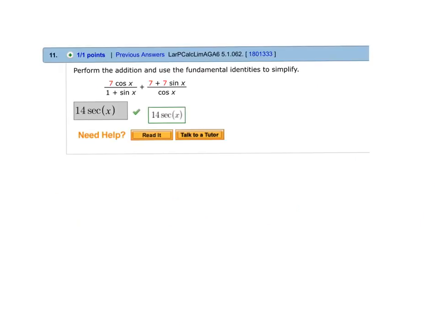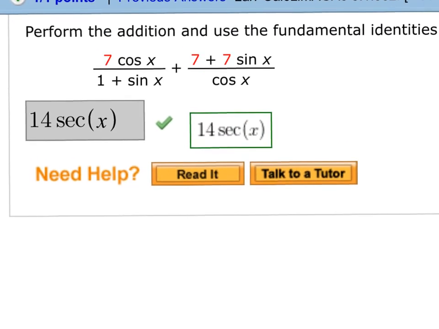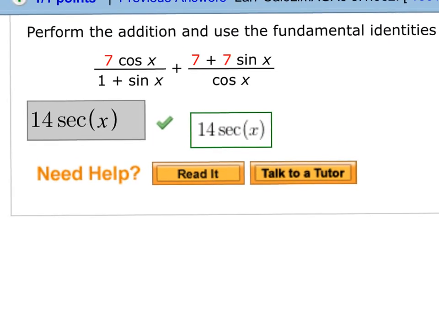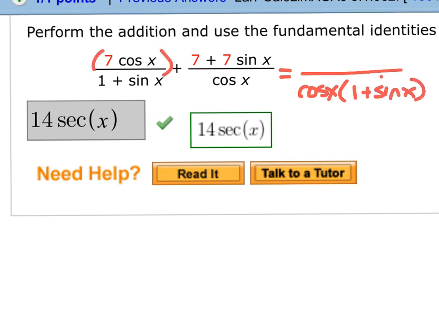Number 11 says perform the addition and use the fundamental identities to simplify. So again, your numbers might have been different, but it was the same concept. This time, they're different denominators, right? And it's not an easy just flip up. Like I can't take sine and move it because it's got the 1 with it. I could do that with cosine, but it doesn't really help much. So this time I'm going to find a least common denominator, which is going to be cosine x times 1 plus sine x. And then this is going to get multiplied by cosine, and this is going to get multiplied by 1 plus sine of x.